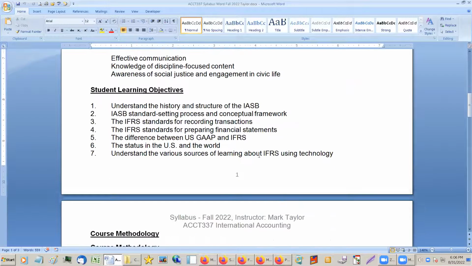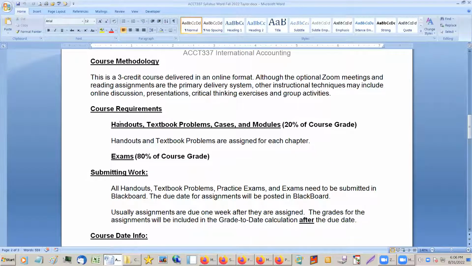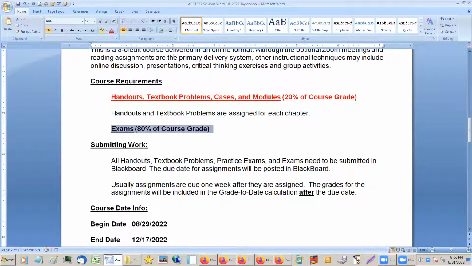Okay, grading for the class. 80% is the textbook problems, cases, modules, handouts, all that kind of stuff, and the exams are 80%.